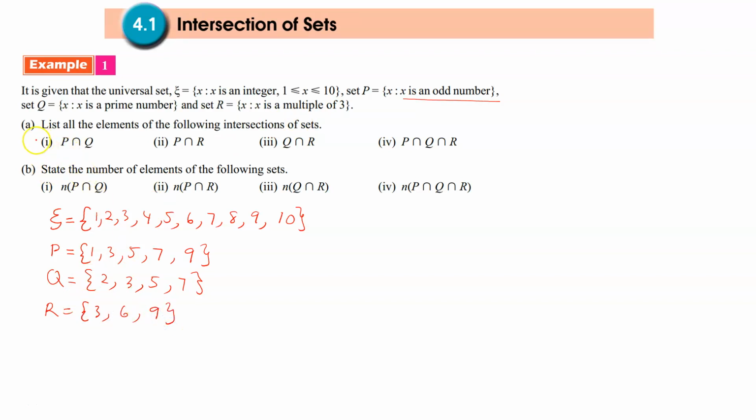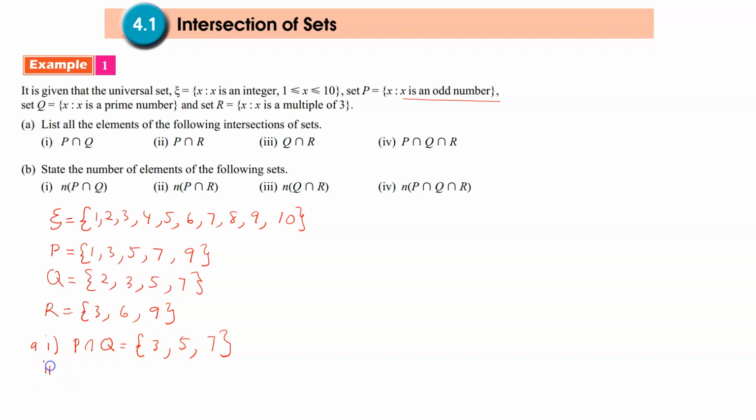Okay, now look at question A. List all the elements of the following intersection of sets. So for A1, P intersect Q. P intersect Q means all elements that P and Q share. So P and Q share 3, 5 and 7. P has 3, Q has 3, P has 5, Q also has 5 and 7. So P intersect Q is 3, 5, 7.